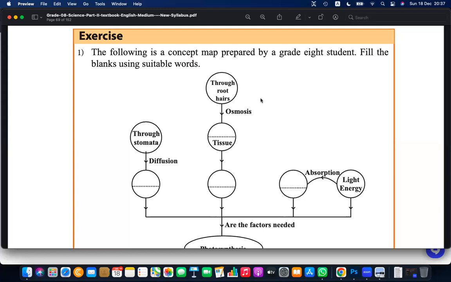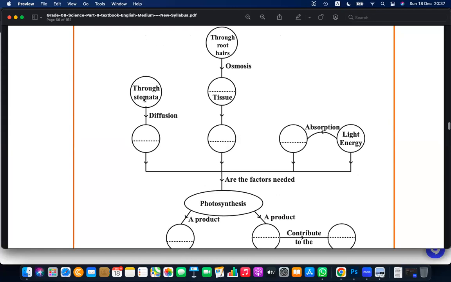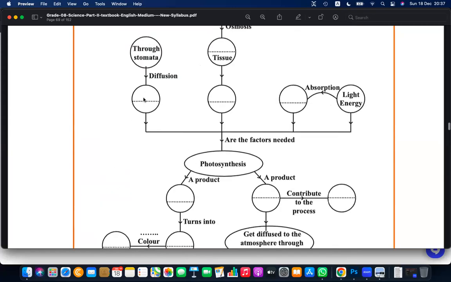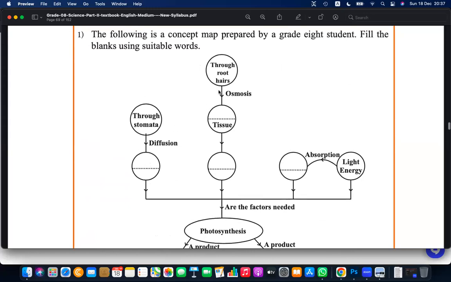Okay, let's discuss these questions related to the lesson that we have discussed previously. The following concept map is prepared for a grade 8 student; fill the blanks using suitable words. So the first one is basically through stomata, the diffusion. Through diffusion, what will happen here? And then through root hairs, basically osmosis.